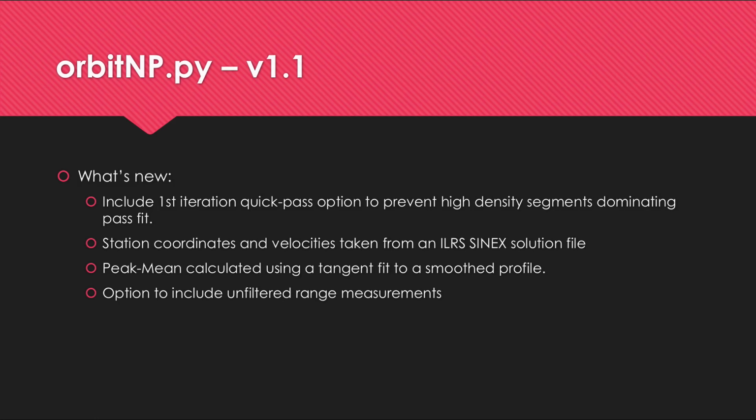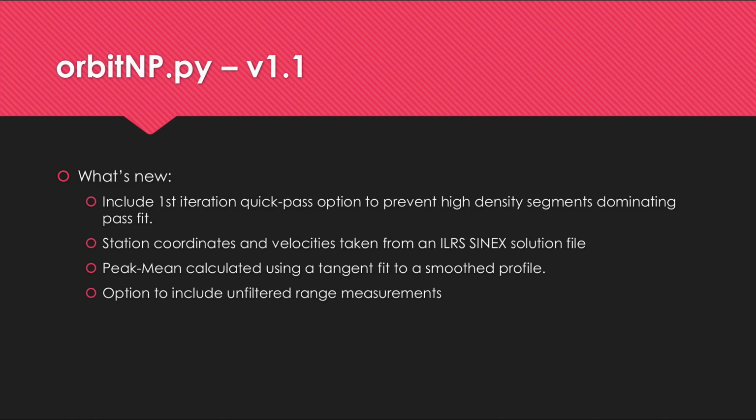The station coordinates are no longer hard coded into the code. They're now picked up from an ILRS SINEX file. It calculates peak minus mean, something that's been discussed quite a bit, particularly in the quality control board, defining the peak and the value of peak minus mean that appears in the normal point record. And how to define peak, one way of doing it is a tangent fit to a smooth profile, and that was added in this version.